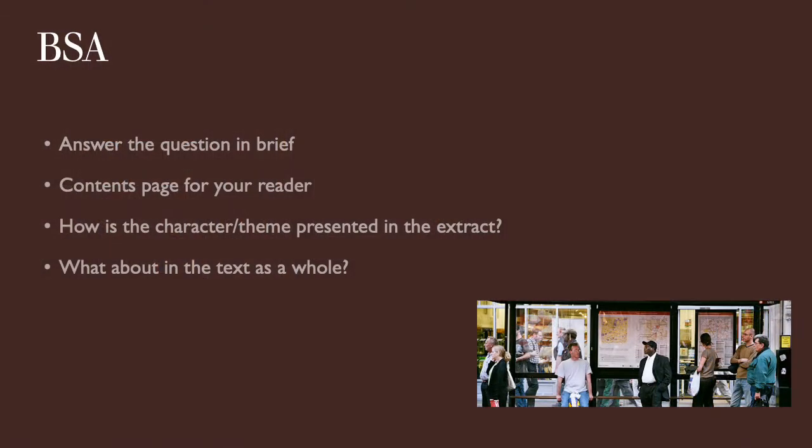So the reason we give a bus stop answer and answer the question in brief is because what you can create then is almost like a contents page for your reader, which you'll see in a moment. And what that means is when the examiner reads your essay, they will read a shortened version of your answer to the question in your opening lines, and that will instantly set them at ease.